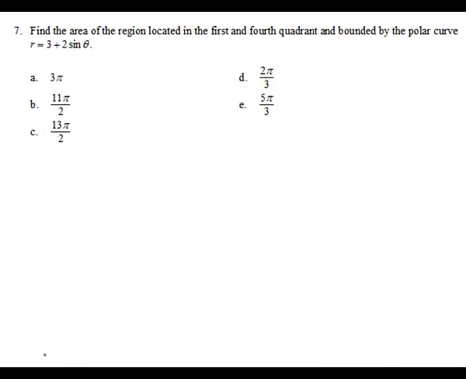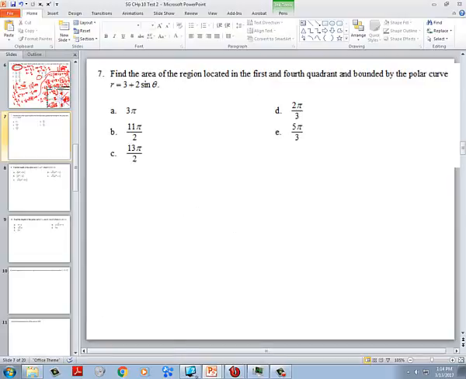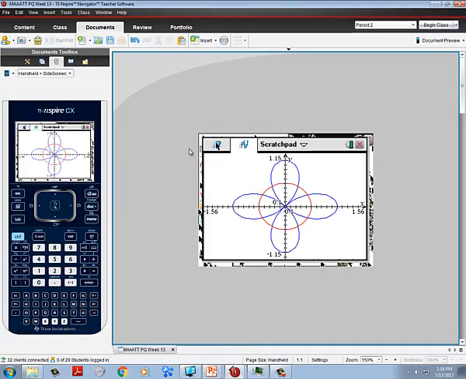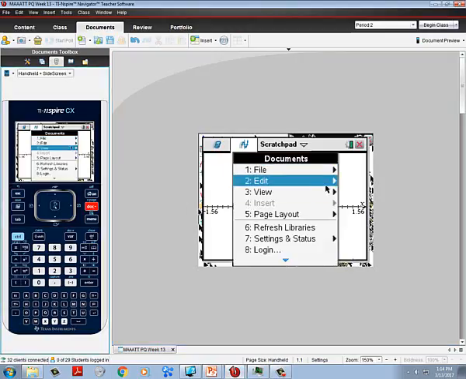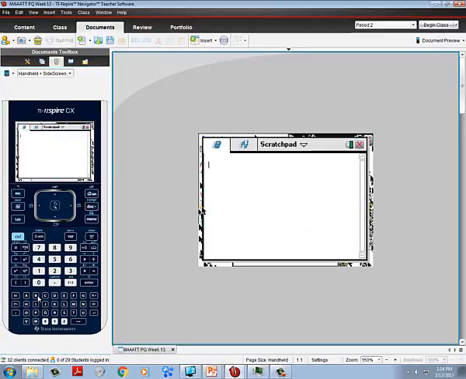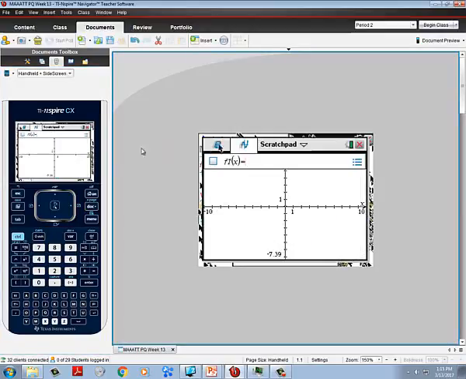All right. Find the area of the region located in the first and fourth quadrant and bounded by the polar curve r equals 3 plus 2 sine theta. All right, I'd probably go ahead and graph it. So let's graph it with our calculator. And either I'll have the calculator available for you to graph it, or it'll be pictured for you, okay? We'll at least do that to cut down on the time a little bit.